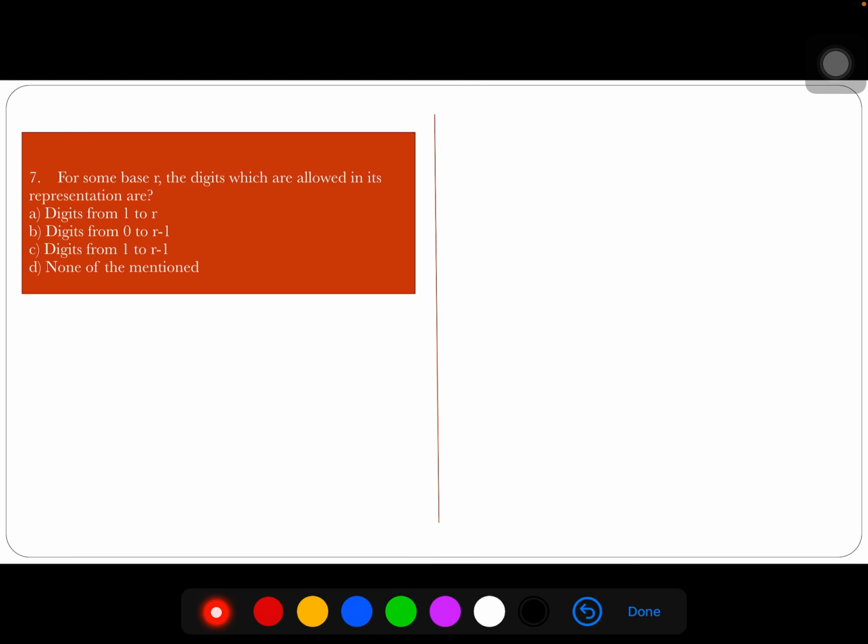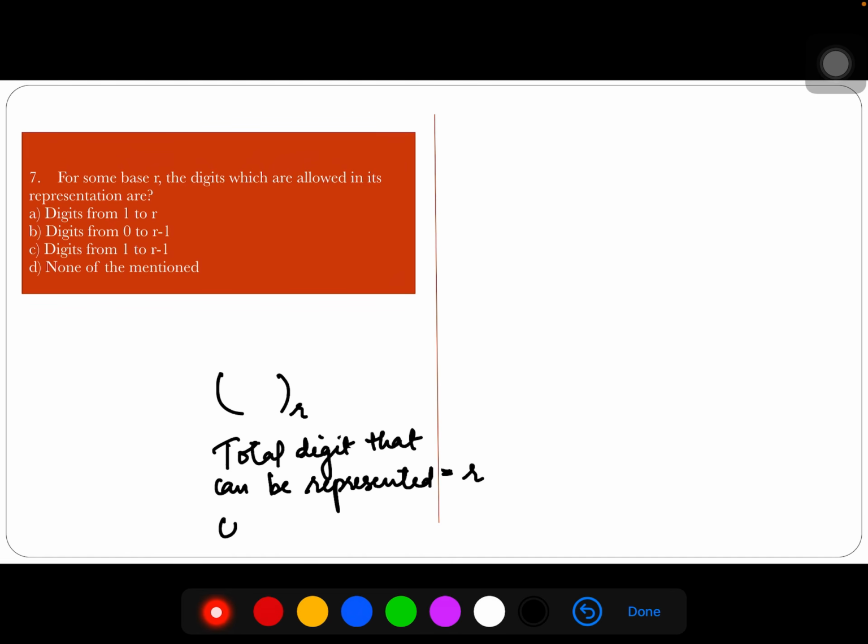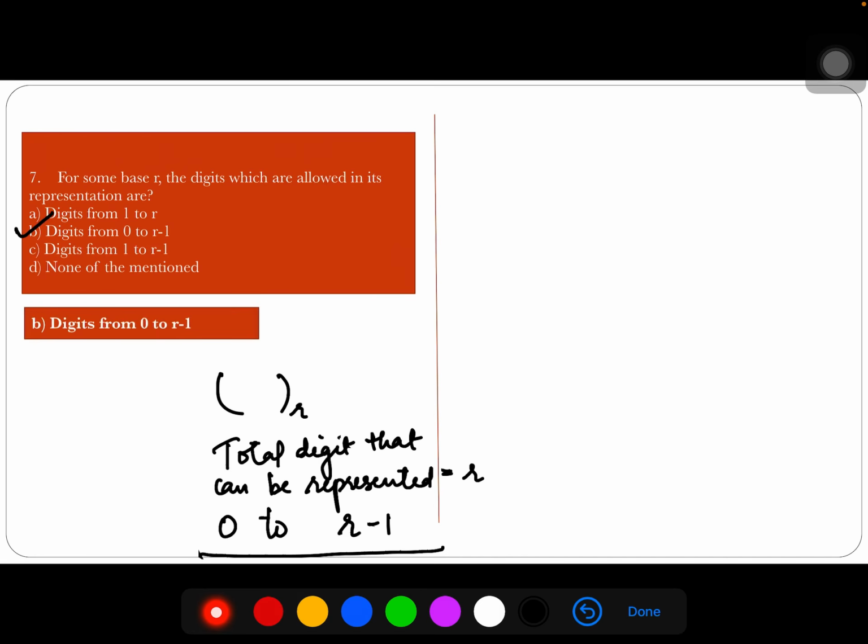Next question. For some base R, the digits which are allowed in this representation are, so the number of digits that you can represent for the base R is R digits. That means if you are given a number system with base R, then the total digits that can be represented is R, but you can represent them from 0 to R minus 1. So the correct option is B, that is digits from 0 to R minus 1.